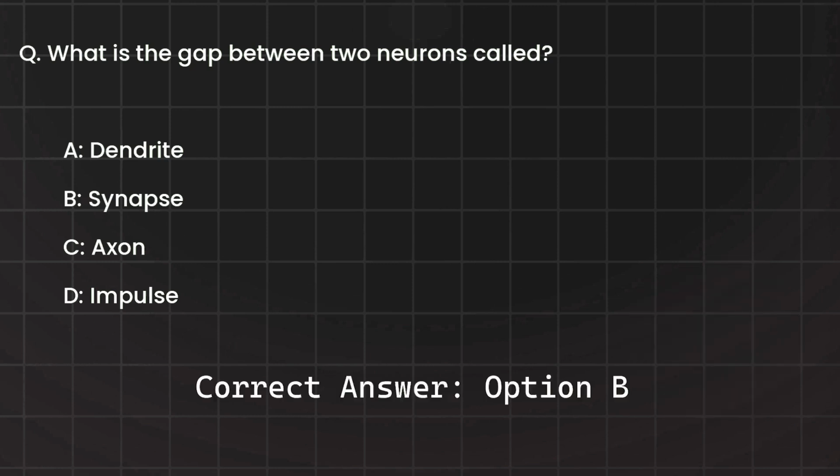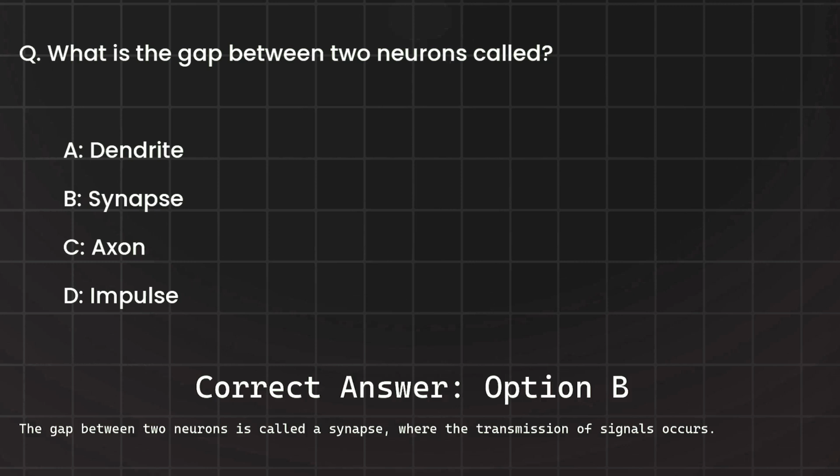The correct answer is option B, which is synapse. The gap between two neurons is called a synapse, where the transmission of signals occurs.